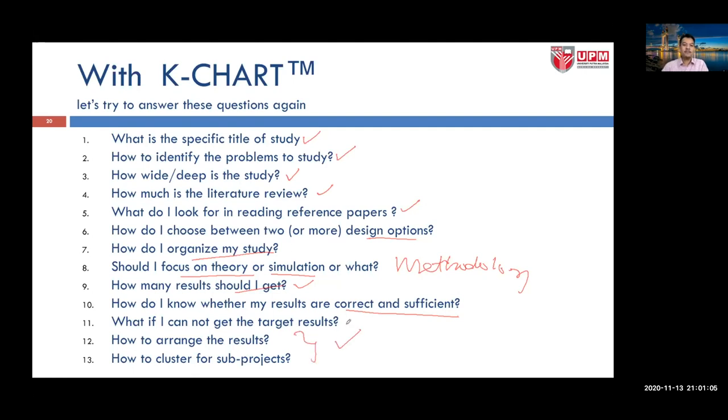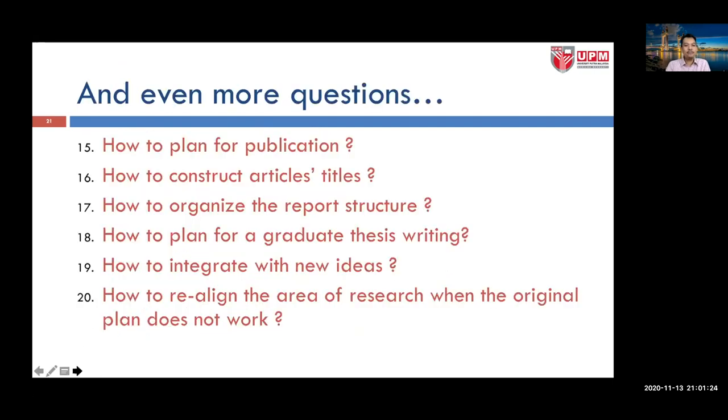So that's why I said, using K-chart with the help of other tools like Gantt chart, flow chart, and maybe Six Sigma, it is complementing the research tools for planning and management. Okay. And at the same time, K-Chart also helps you to plan for publication. You can plan the results. By having the results, you can then plan how many papers you are going to publish.